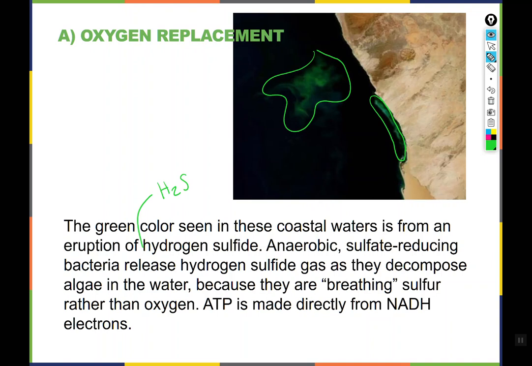So anaerobic sulfate-reducing bacteria release hydrogen. Sulfate-reducing means sulfate is the final electron acceptor. Sulfate is SO4 minus. And for this guy, the final electron acceptor is sulfate. What they give off as a byproduct after the electrons are accepted is hydrogen sulfide gas as they decompose algae in the water. So they're breathing sulfur rather than oxygen. And ATP is made directly from the NADH electrons that are used in this process.